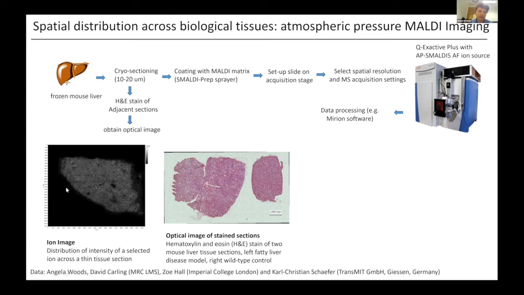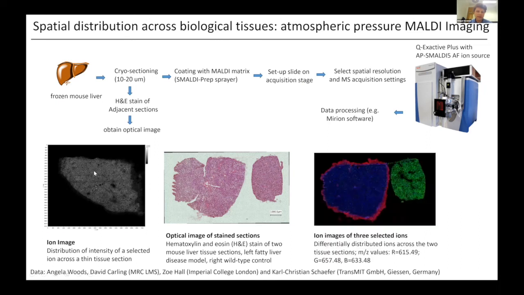Now you could generate an image like this for the top 100 or top 200 most abundant ions observed across the tissue. And then you could pick certain ions that maybe have a differential distribution. So here there are 3 ions shown in red, green, and blue, where the red ion was observed very much at the edge of the fatty liver here.